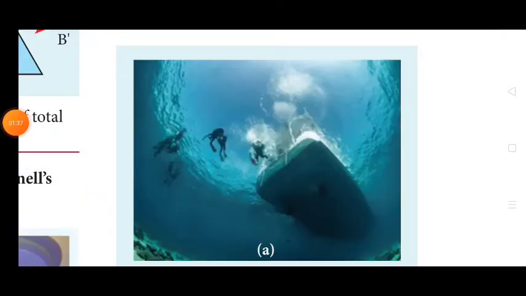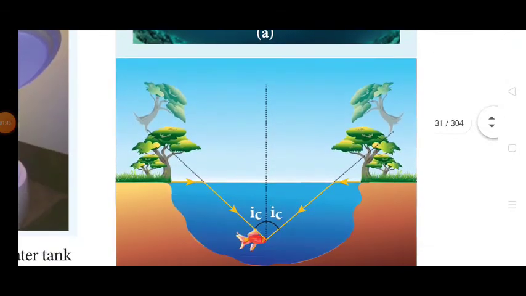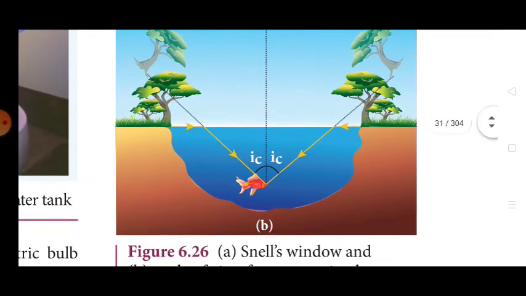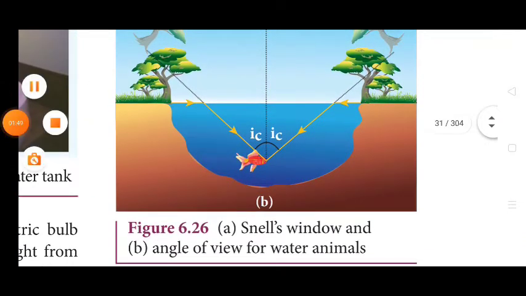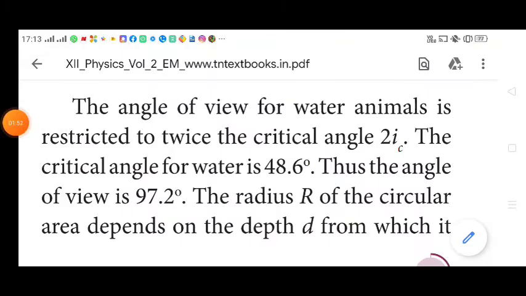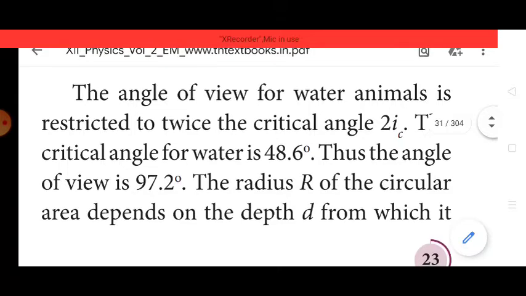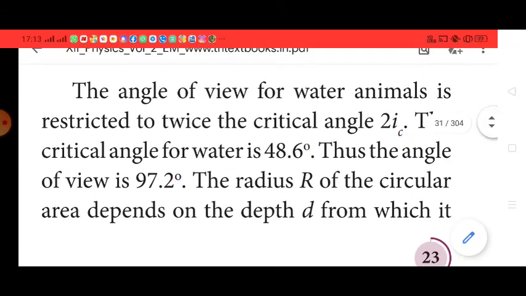So, this is Snell's window. This is also Snell's window, so you can see clearly the diagrams. Snell's window and the angle of view for water animals. The angle of view for water animals is restricted to twice the critical angle, 2iC. The critical angle for water is 48.6 degrees. Thus the angle of view is 97.2 degrees.